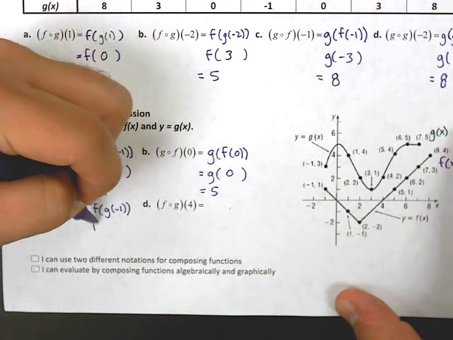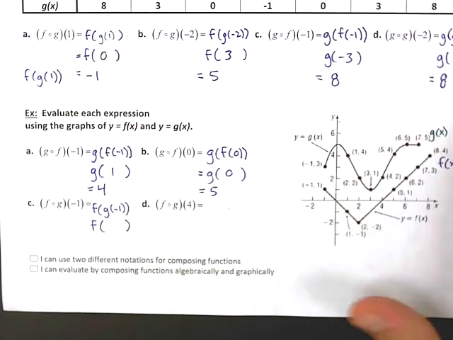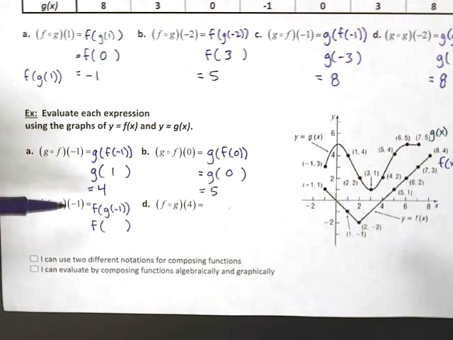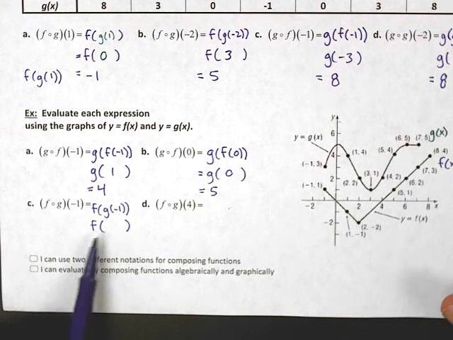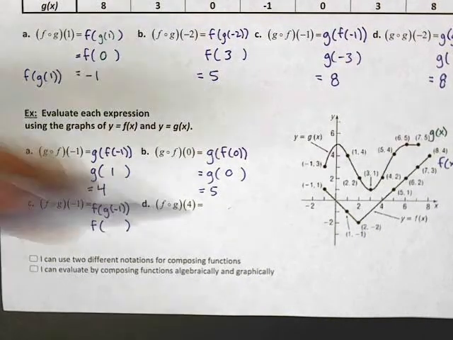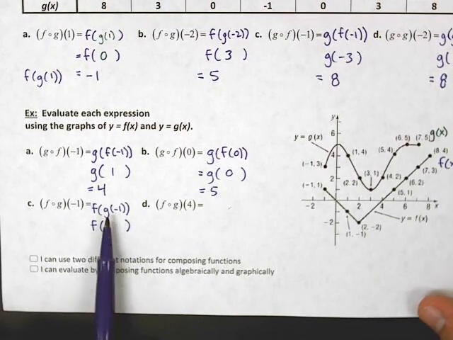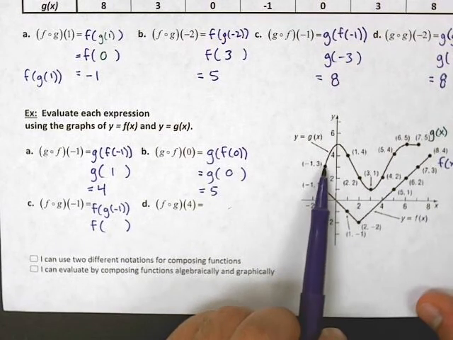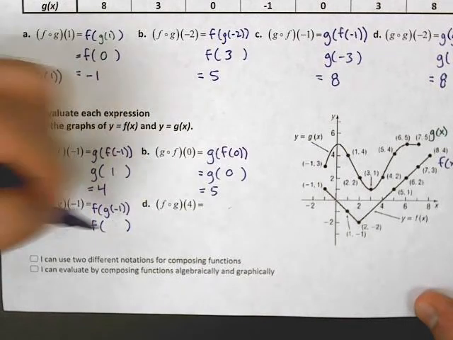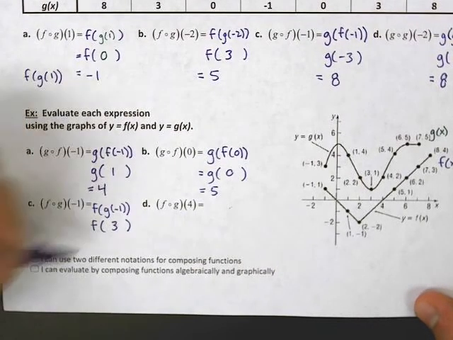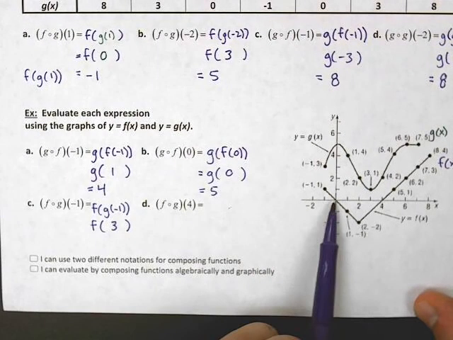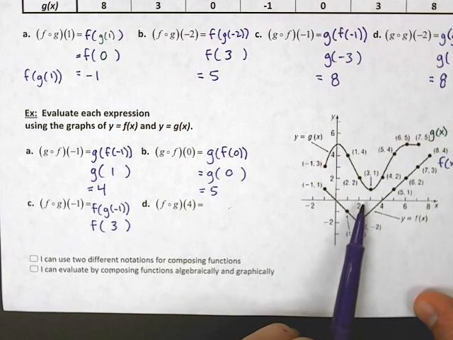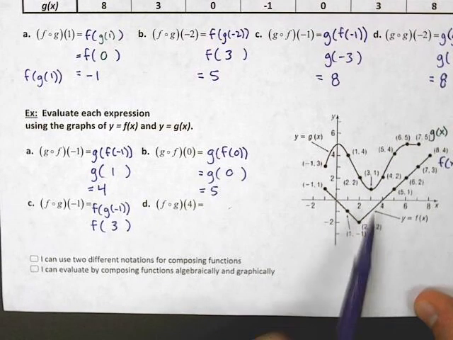Again, be very careful and deliberate with your work. Make sure you're showing me all your steps so I really see that you understand what you're finding and what you're plugging in where. So g of negative 1, g of negative 1 is here an output of 3. So now I need to find f of 3. So I input 3, or an x value of 3, into the f function, and it looks like negative 1 to me.